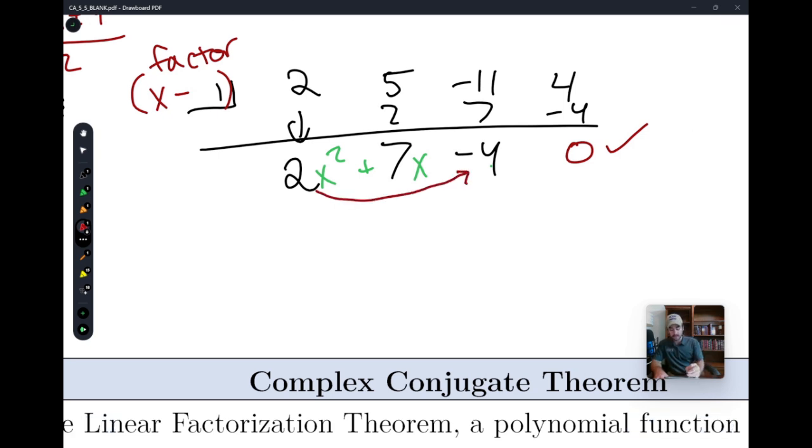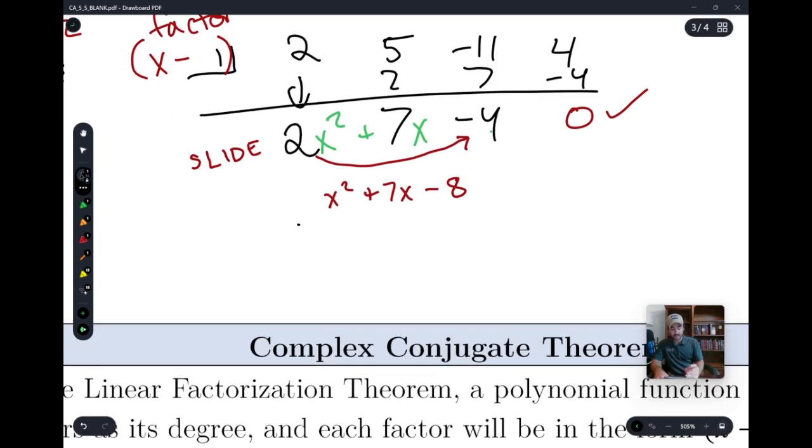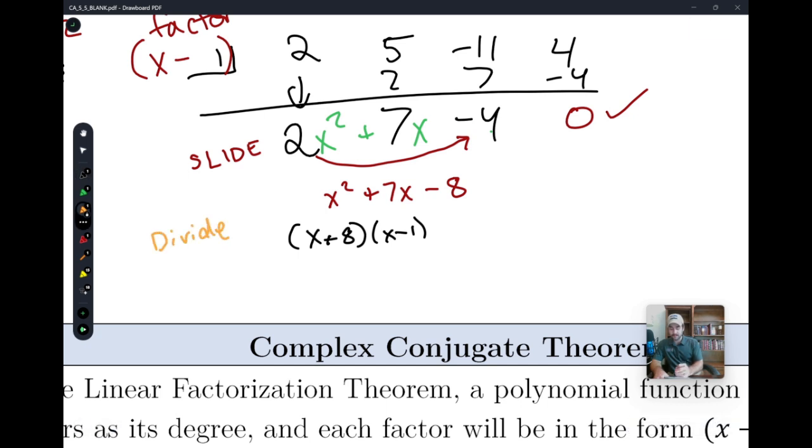Slide the 2 over, you end up with x squared plus 7x minus 8. So that's the slide step. Then you factor normally, so you've got x plus 8, x minus 1. Does that work out? It does. Then you have to do the divide step, where the number that you slid, so we slid by a multiply 2, we divide by 2.